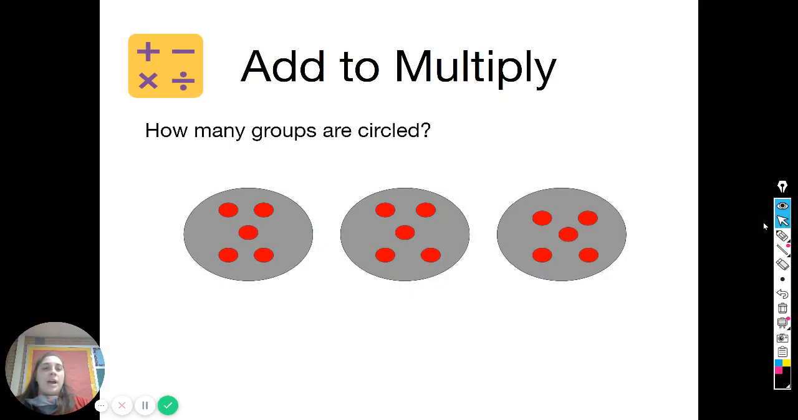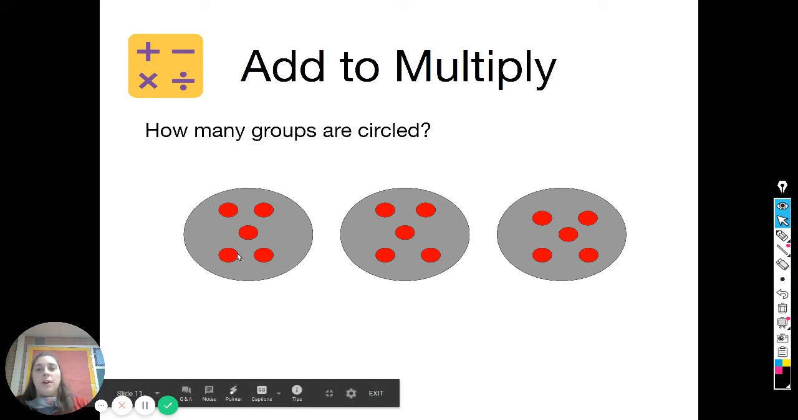Okay, here is another one. On your whiteboard, go ahead and answer this question. How many groups are circled? So how many groups do we have? Write that on your whiteboard. Make sure you hold it up to the camera so we can see it. There are 1, 2, 3 groups.